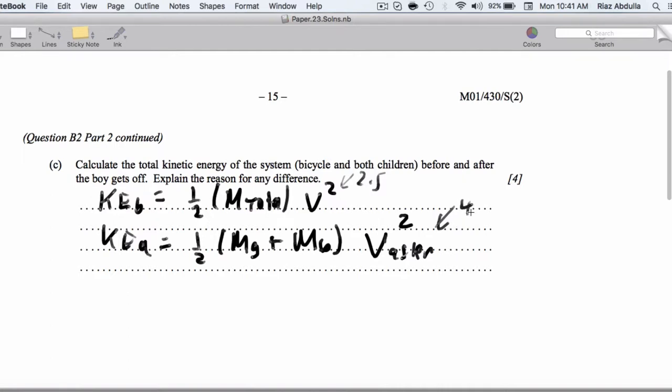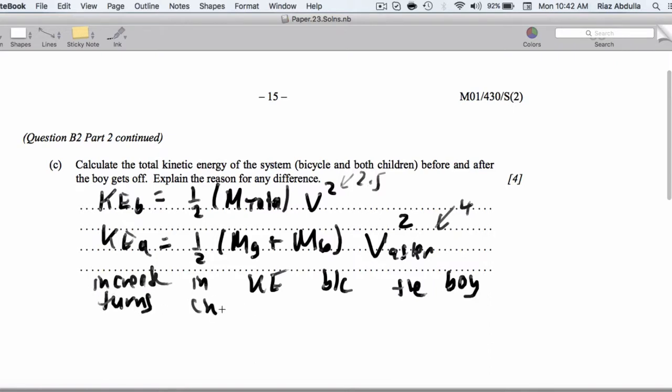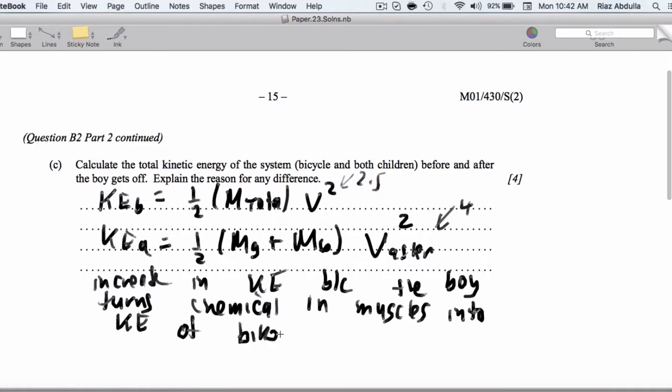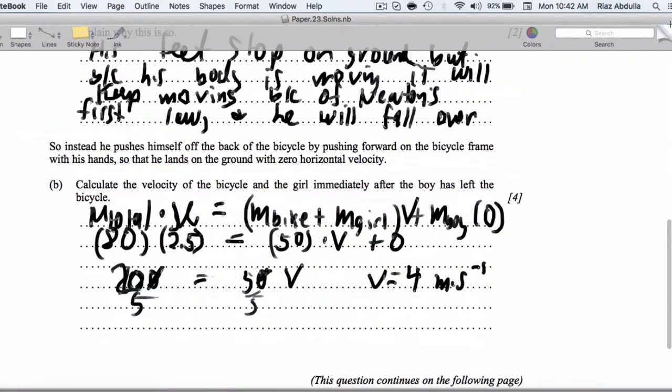Okay. And of course, as always, there's an increase in KE because the boy turns chemical energy in the muscles into KE of the bike by doing work. Okay. So that's the idea behind question number 14.